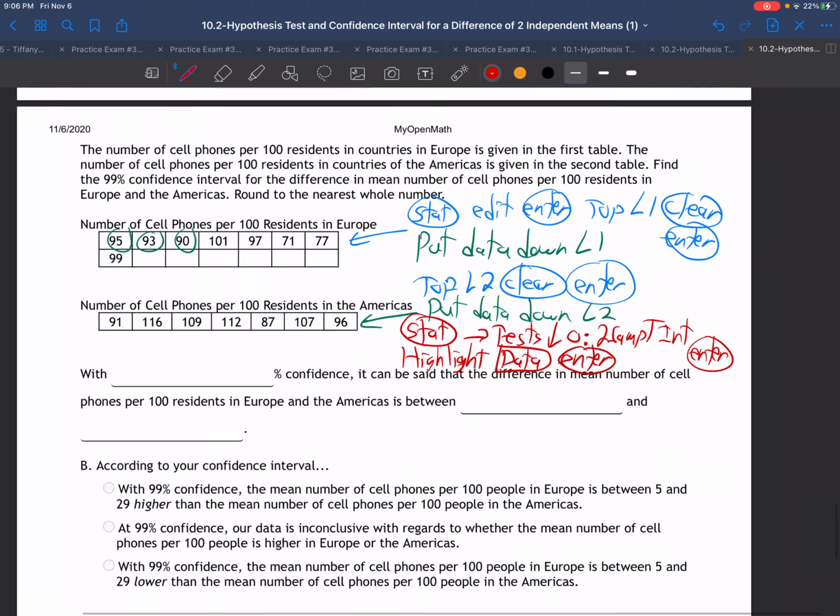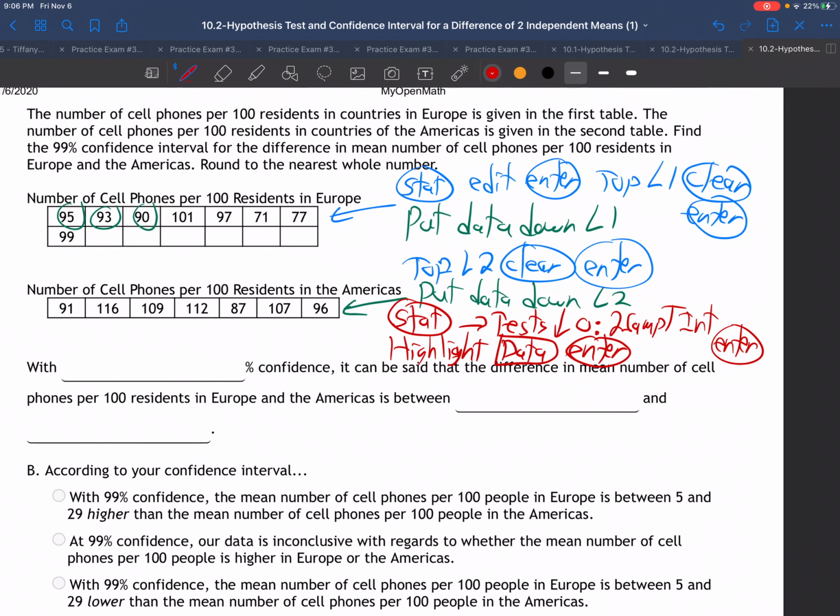Then it'll ask us a bunch of, I think, pretty obvious questions. It'll say list 1, list 2, frequency 1, frequency 2, and just leave the answers that are already in your calculator: L1, L2, 1, and 1. Just leave them just like that.